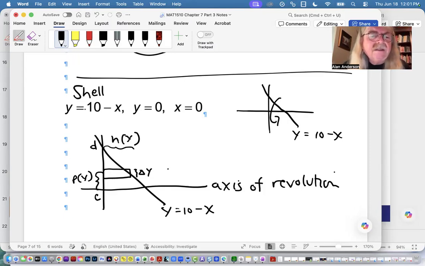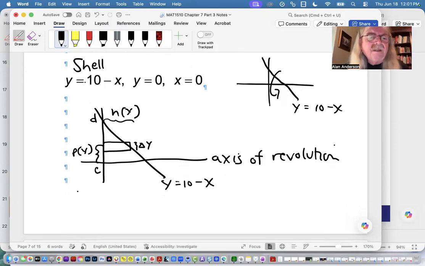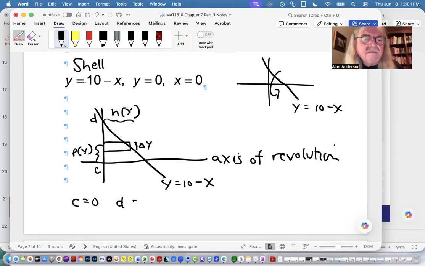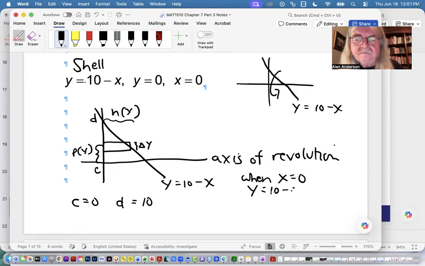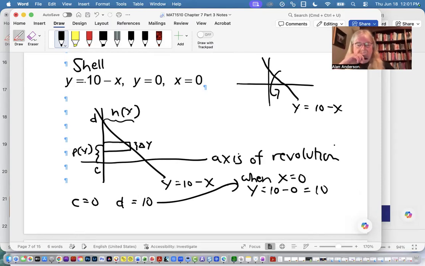Okay, so the C and the D are easy. C is clearly 0. D would be 10, because if you're not sure, remember what we're solving for is the value of y when x equals 0. That's where this is coming from. All right, so that was the easy part. The delta y is what it is.